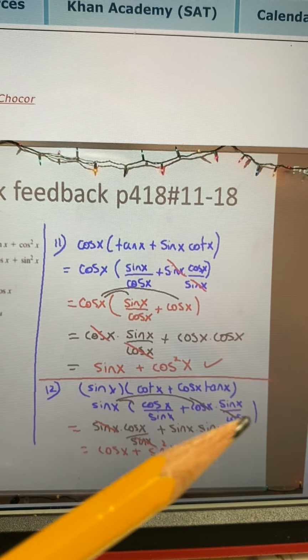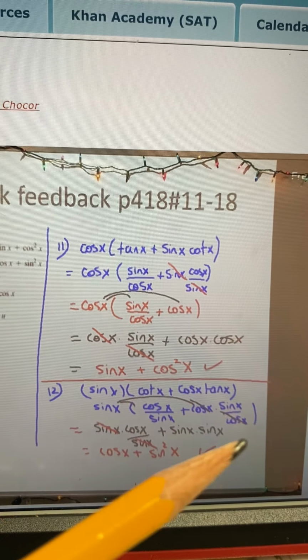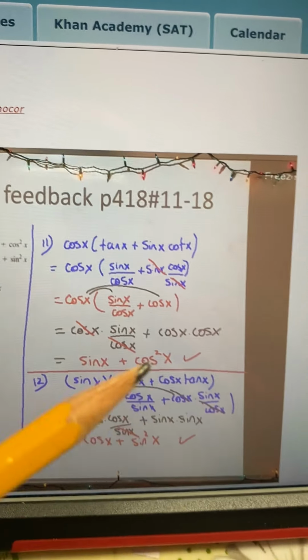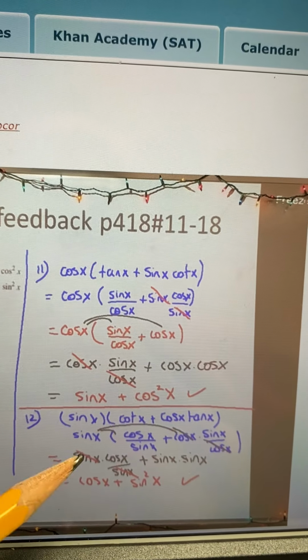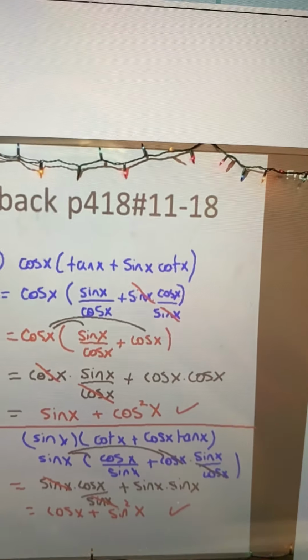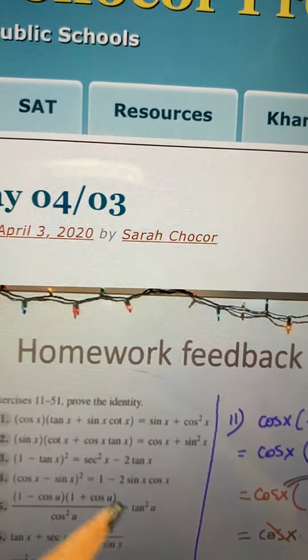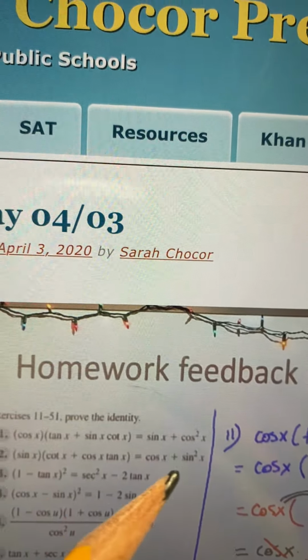Write the tan as sine over cosine, simplify across, then distribute. When you distribute, you can simplify across for the first term, and you get cosine plus sine squared, and that is the right side of the identity. That was number 12.